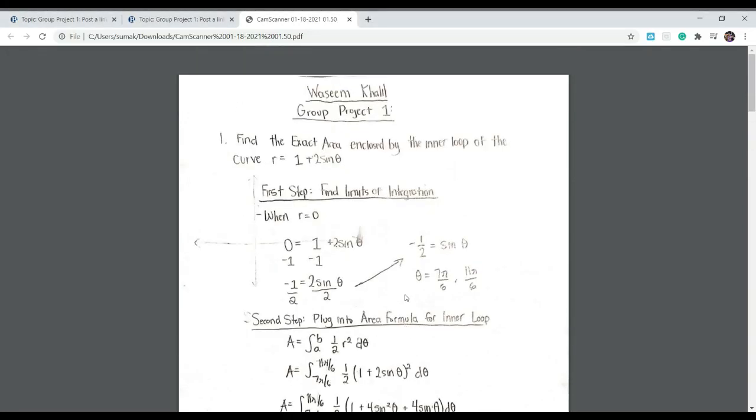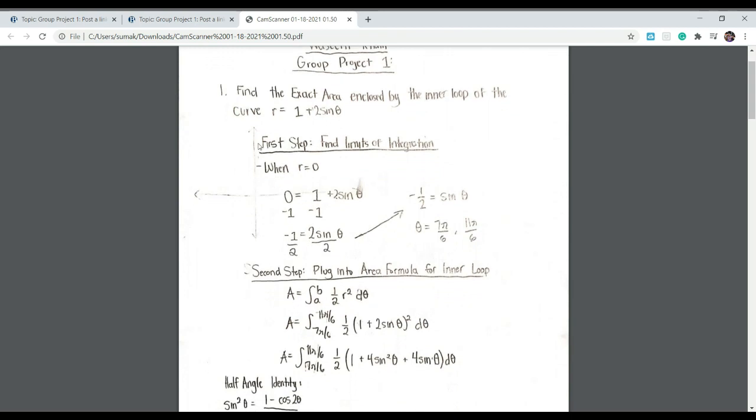Hello, I am going to explain problems 1 and 3 for group project 1. Problem 1 says find the exact area enclosed by the inner loop of the curve r equals 1 plus 2 sine theta. The first thing we're going to do is find the limits of integration.